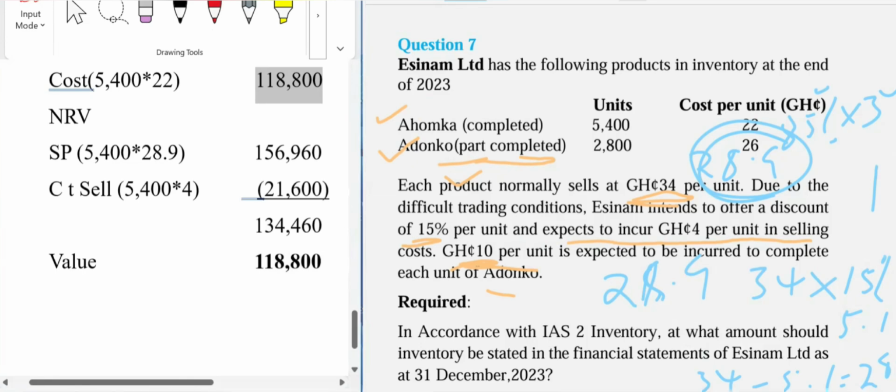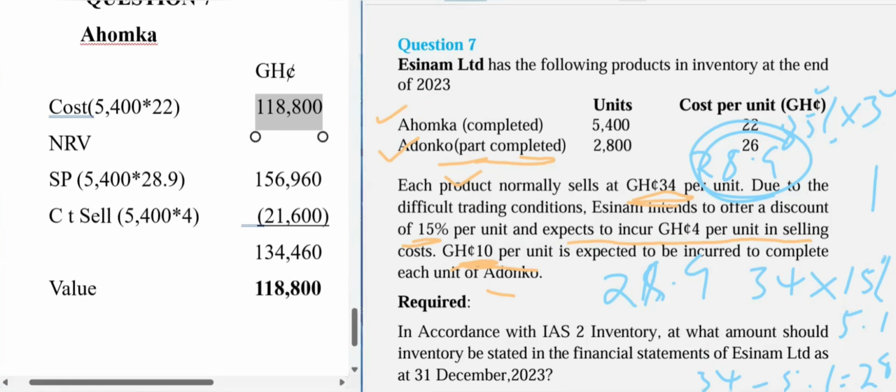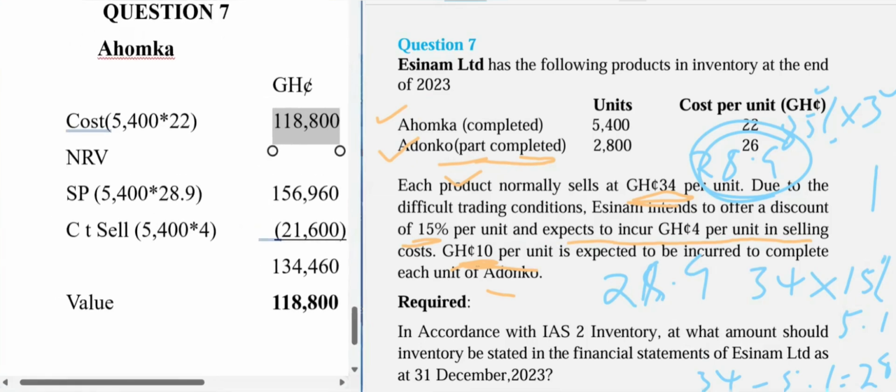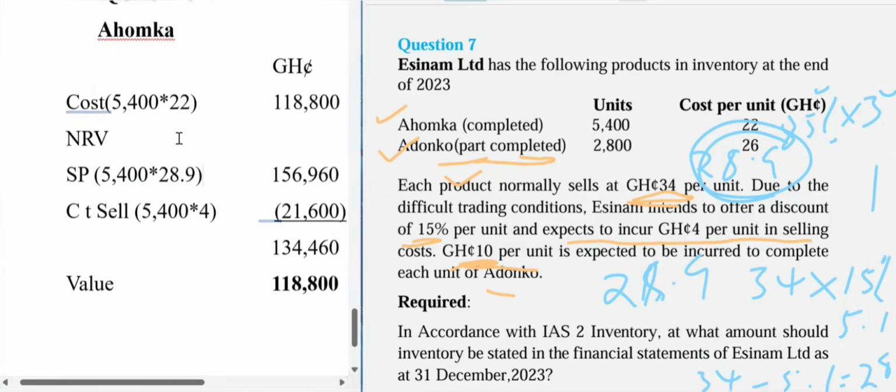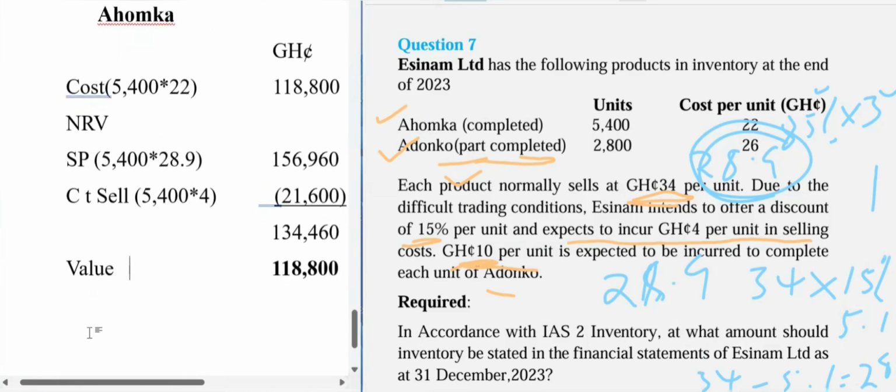The cost is this one. This is the cost, right? Compare with the NRV, and then you are done. Then somebody can do it this way. Somebody can also do it this way, you still get the answer. For the NRV, somebody will do it this way. Will pick the selling price, right, which is the 28.9.